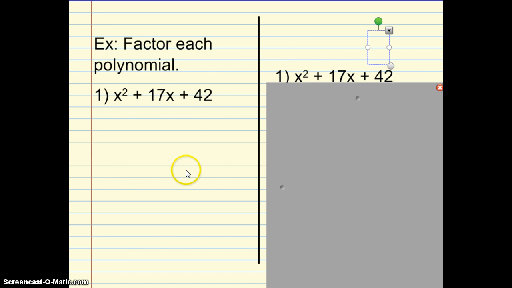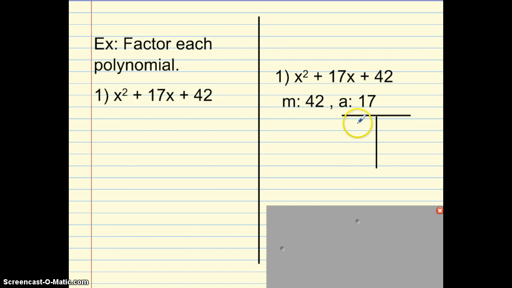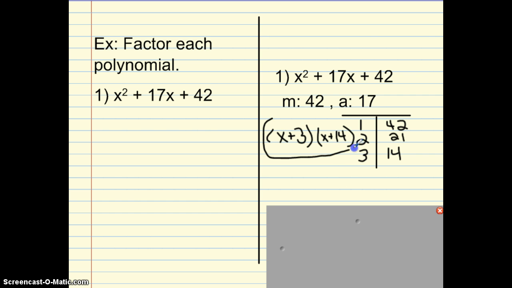So our first problem, x squared plus 17x plus 42. We are going to look for things that multiply to 42 and add to 17. You can make a t-table and just work your way down. Start with 1 and 42, no good. 2 and 21, no good. 3 and 14, aha. So we're going to use positive 3 and positive 14. So we'll have x plus 3 and x plus 14. And that's what our answer will be for that.